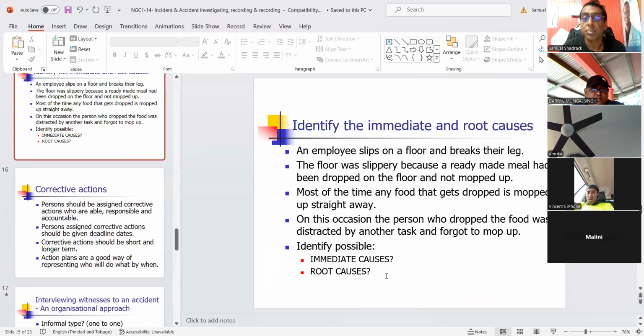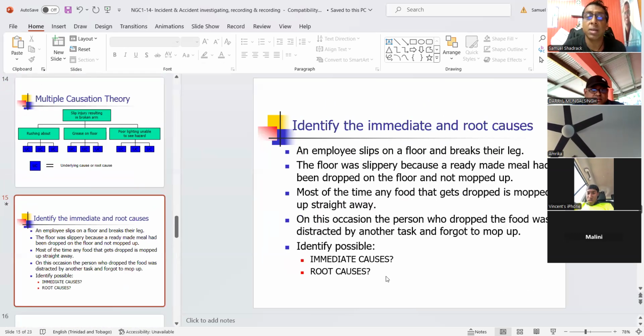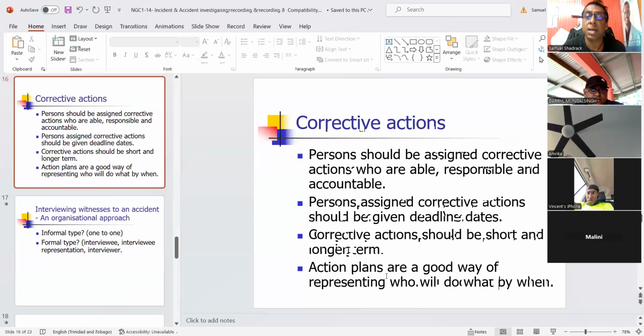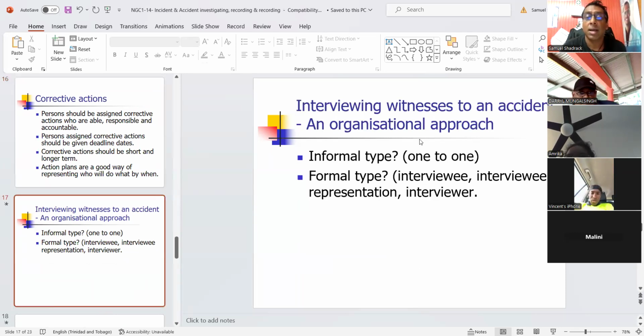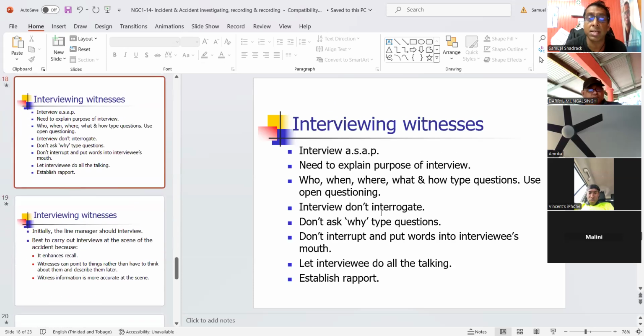Yeah, so let me just read this one out. Persons should be assigned corrective actions who are able, responsible, and accountable. Persons assigned corrective action should be given deadline dates. Corrective action should be short and long-term. Action plans are a good way of representing who will do what by when. Interviewing a witness, you could have two types of interviewing approach: the informal type, one-on-one, or the formal type in which you may have a trade union representative and probably even a legal person there as well.